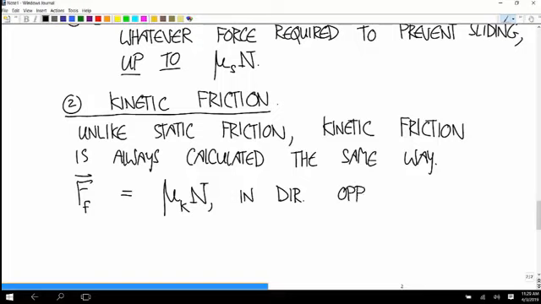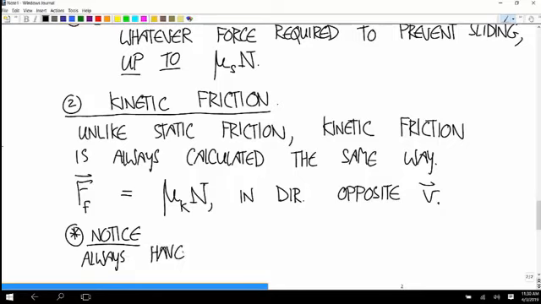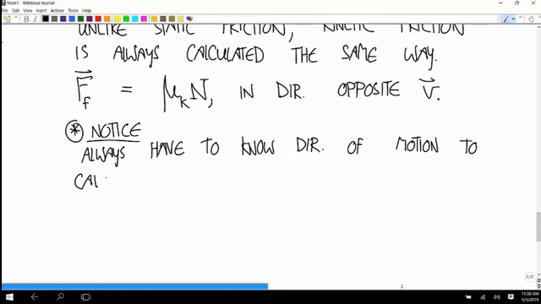In a direction opposite the velocity vector. So it's always trying to slow it down. It's a force that's always acting opposite the velocity vector. So notice you always have to know the direction of motion to calculate kinetic friction.